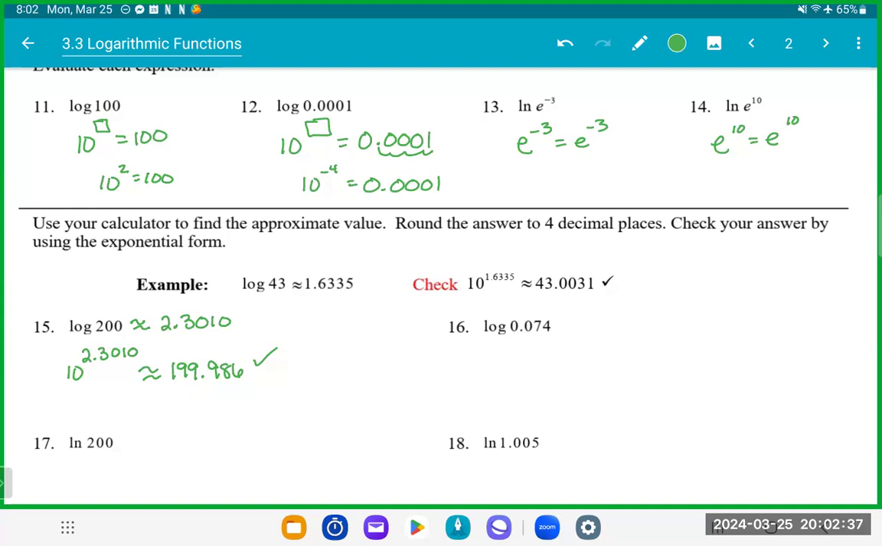So let's look at number 16 here. When we put this in our calculator, we get -1.1308. So 10 to the -1.1308 is approximately 0.0740, which is back to the original that we plugged into the calculator.